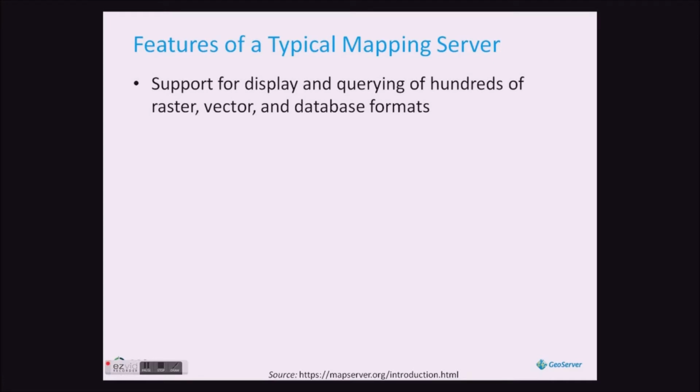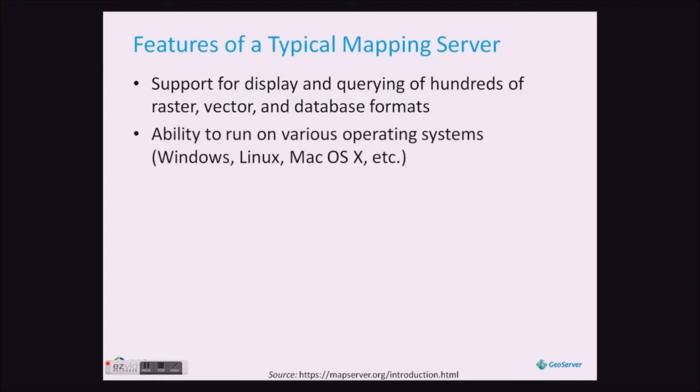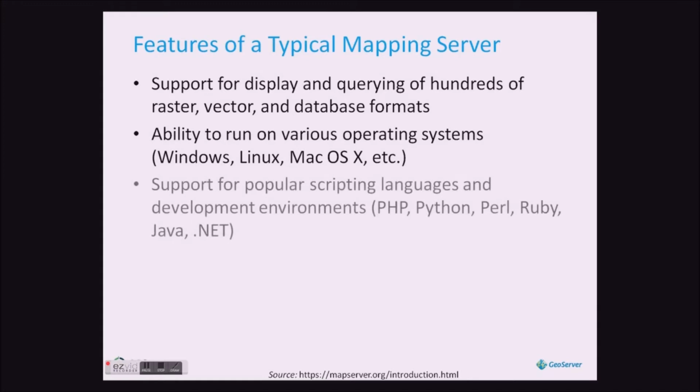Now, let us look at some of the basic features of a typical mapping server. A typical mapping server supports displaying and querying of hundreds of raster, vector, and database formats. It has the ability to run on various operating systems like Windows, Linux, Mac OS X, etc. It supports popular scripting languages and development environments like PHP, Python, Perl, Ruby, Java, .NET, etc. It ensures on-the-fly projections of maps in different projection systems.